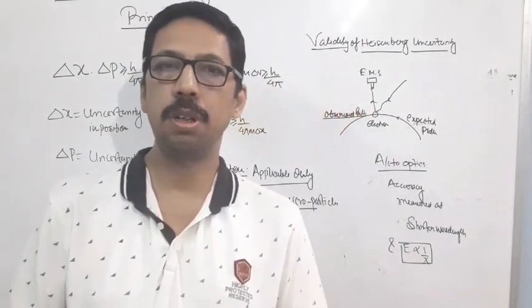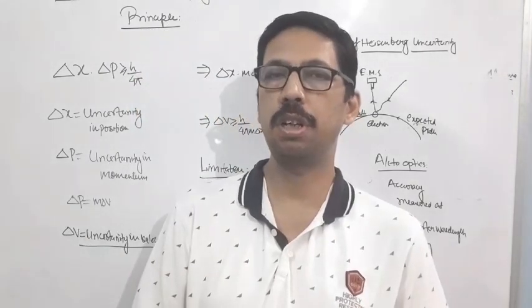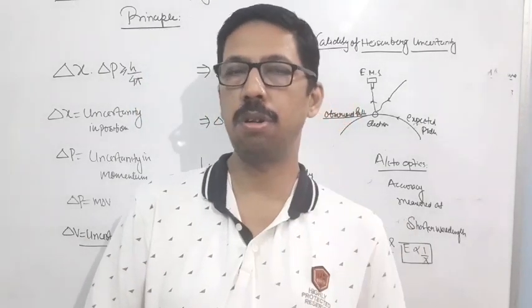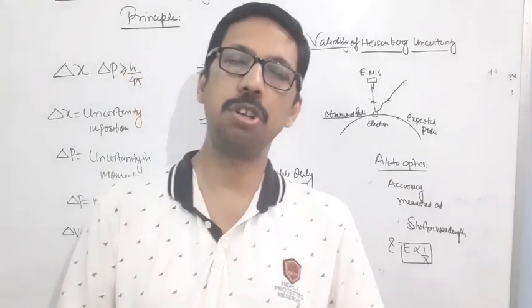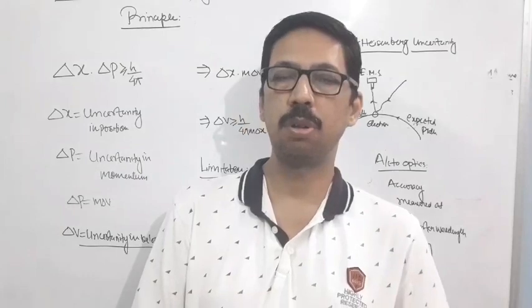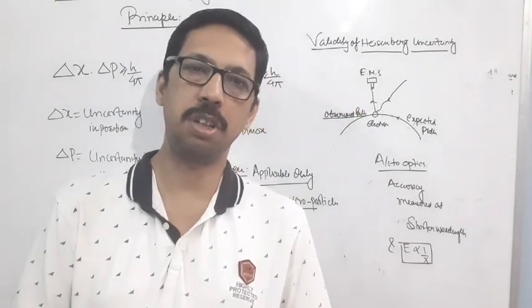According to this principle, it has been stated that whenever a particle like electron is moving in a circular path, then its position and momentum cannot be predicted accurately and simultaneously.